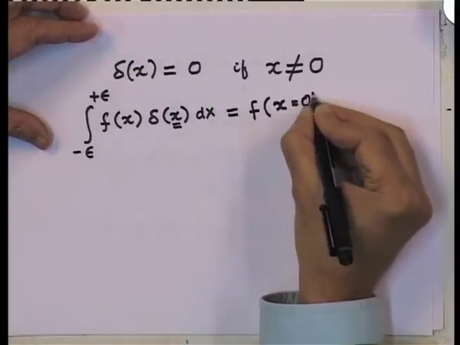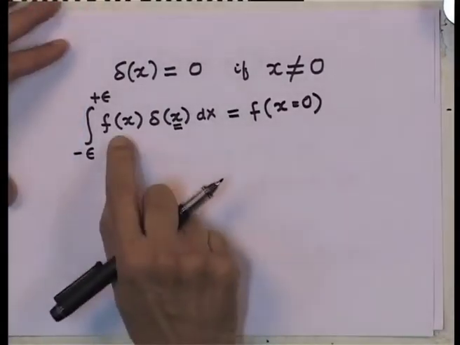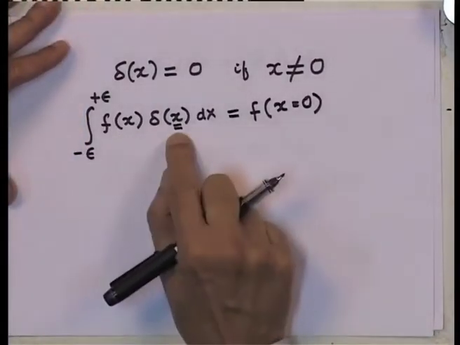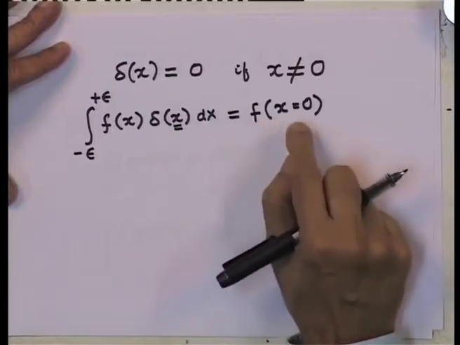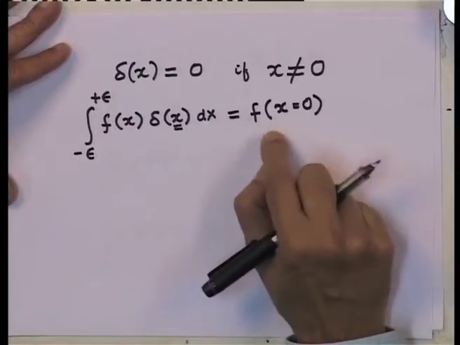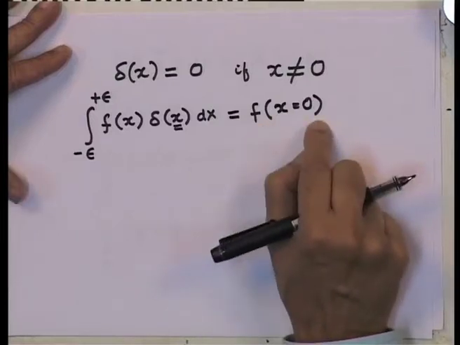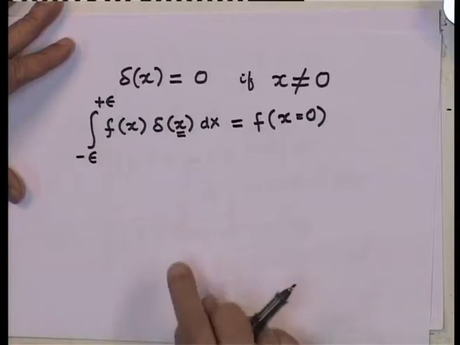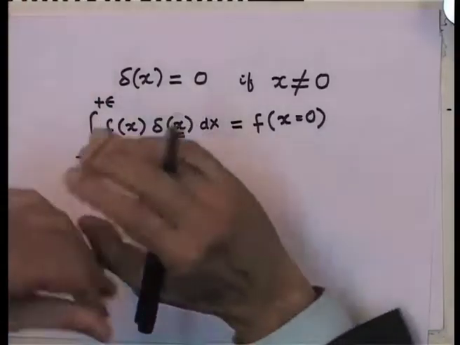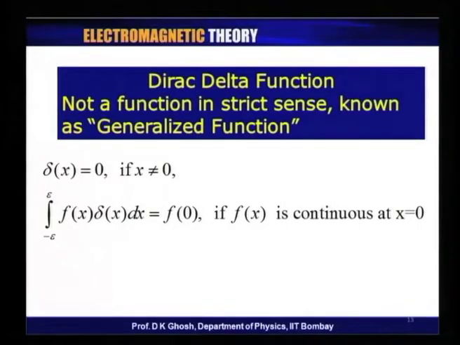0. In fact, if you wrote integral f x delta x minus a dx, then it will be f of a. So, this is f at 0. Now, of course f x has to be a continuous function. Now, notice already why the delta function is not a function.